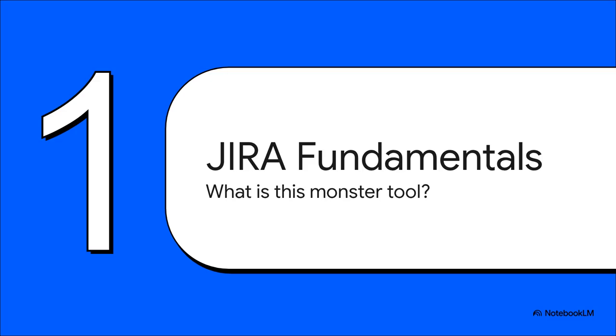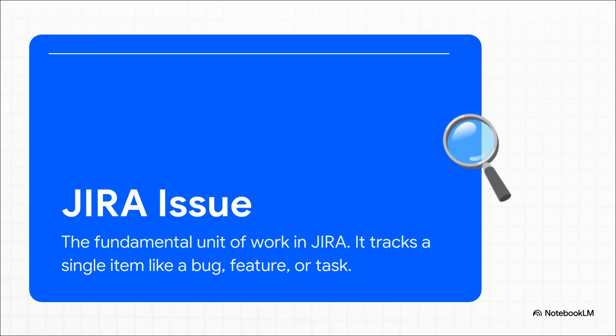Okay, to really get JIRA, you have to start with the single most important concept, the issue. Now, don't let the name fool you. It doesn't always mean there's a problem. An issue is just a single piece of work. Could be a bug that needs a fix, a cool new feature you want to build, or really any task your team needs to get done. Literally, everything in JIRA revolves around these issues.